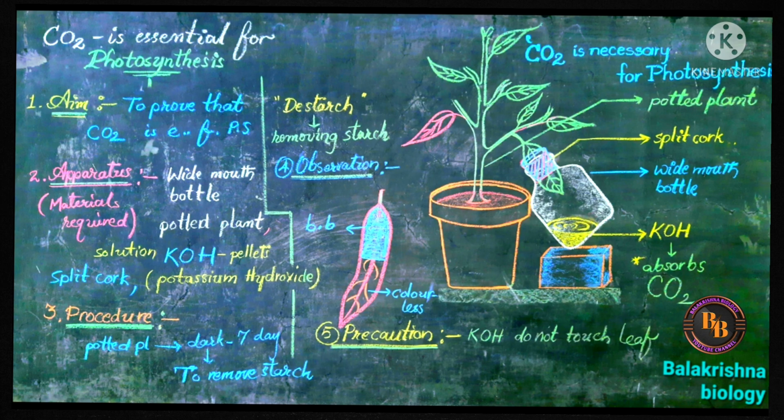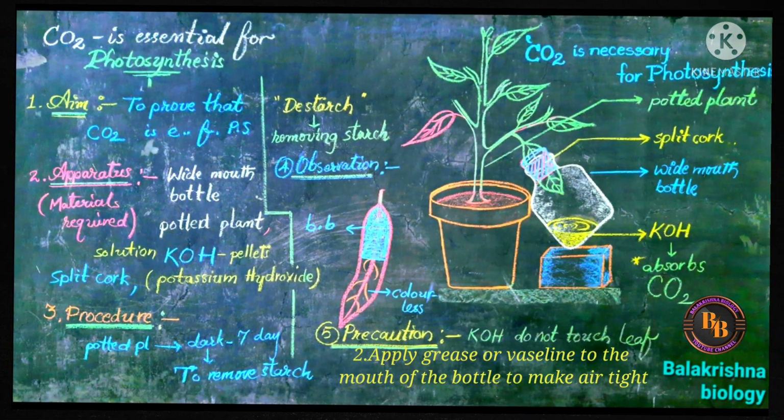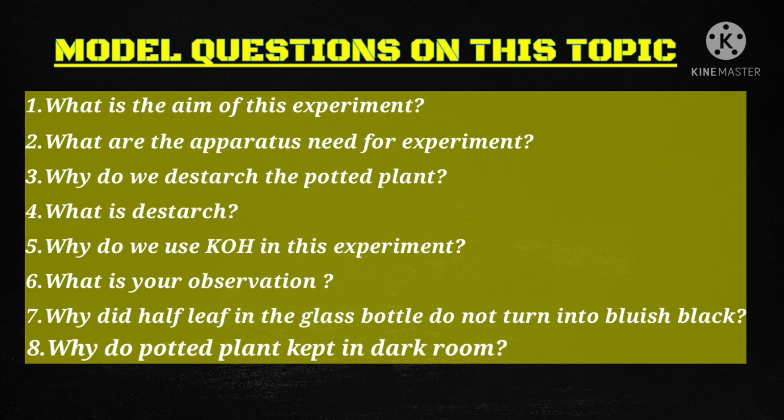We have to take some precautions in this experiment. The main precaution is that the KOH solution present in the glass bottle should not touch the leaf. I repeat again, the potassium hydroxide solution in the glass bottle should not touch the leaf. Also we have to take care that the split cork is airtight. For this we can apply grease or Vaseline to the mouth of the bottle.